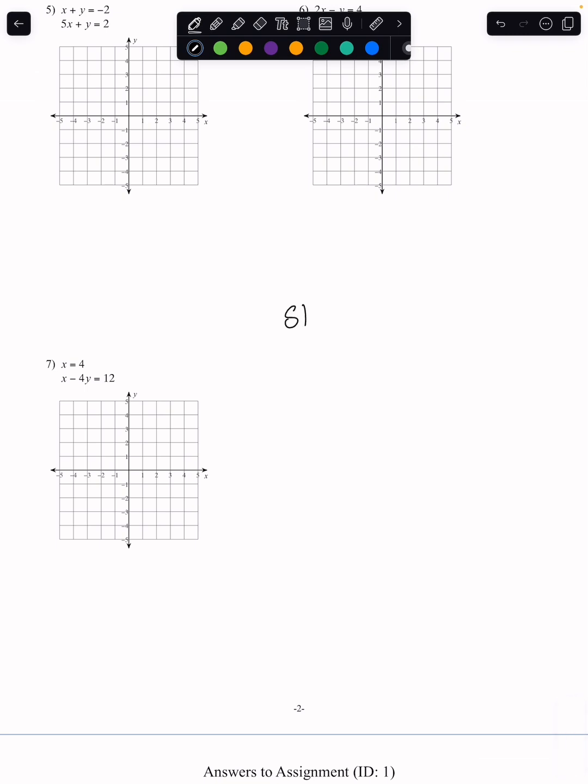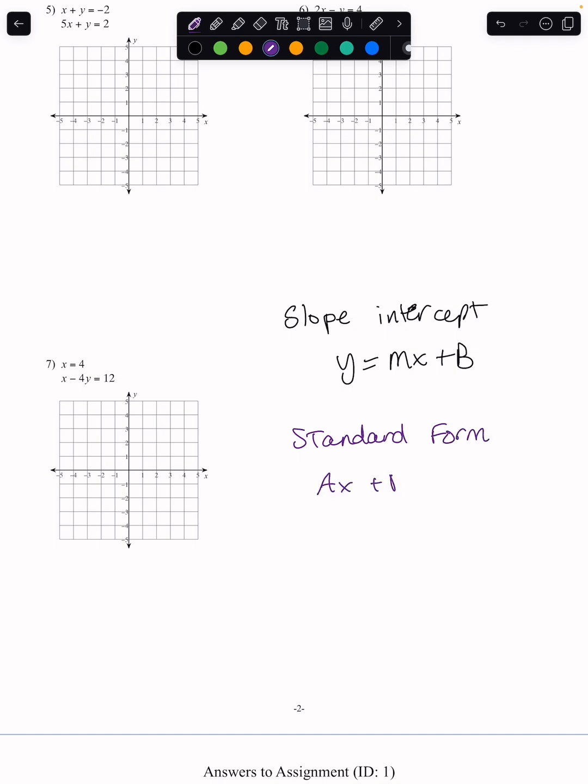Slope-intercept form is y equals mx plus b. And then we have standard form we're going to be looking at. We're going to be doing that too. Standard form looks like this: ax plus by equals c. And then something else I want to go ahead and take care of right now before we jump into the video.